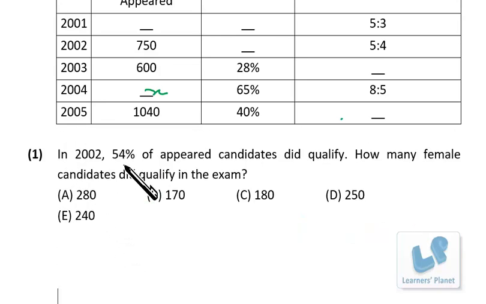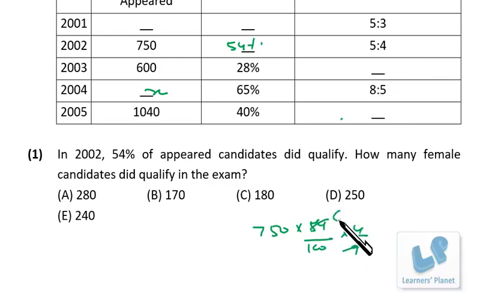In 2002, 54% of appeared candidates did qualify. How many female candidates did qualify in the exam? So first of all, we have to find out the 54% of 750. So 750 into 54/100, that is the total number of qualified candidates, and out of that females are 4/9.